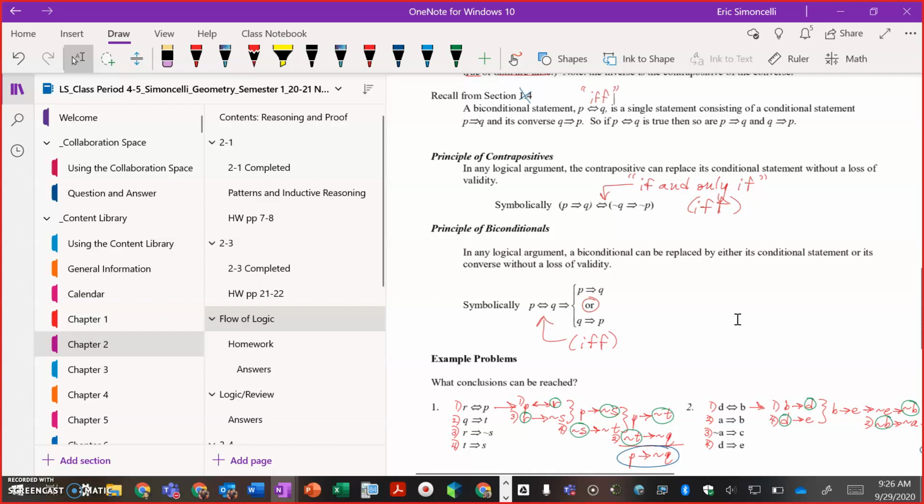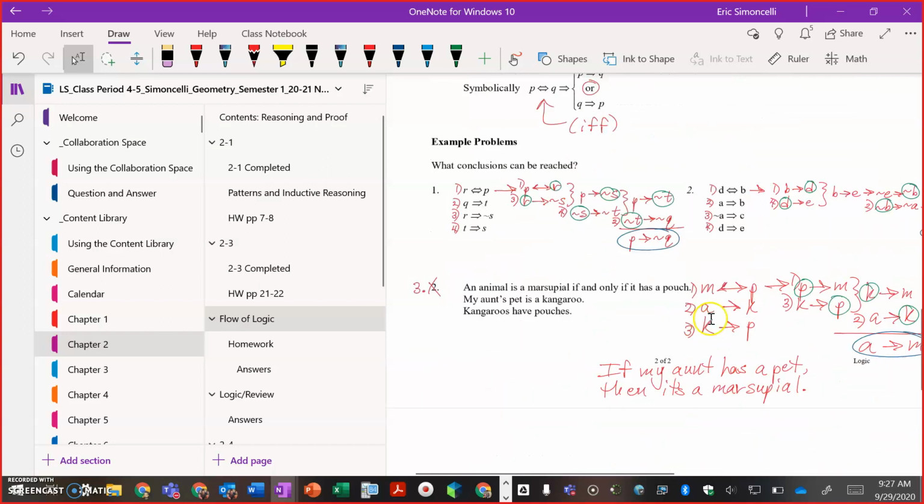Principles of biconditionals: in any logical argument, a biconditional can be replaced by either its conditional statement or its converse without a loss of validity. So again, here's the if and only if premise. We can rewrite this as P then Q, or we can write it as Q then P.